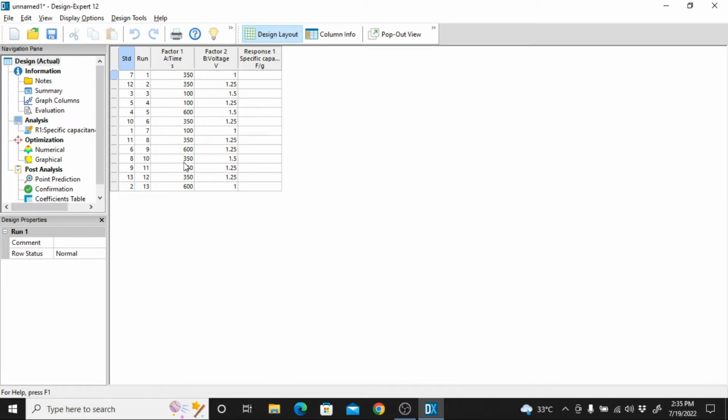2 parameters, you can get 13 experiments. 3 parameters might be 20 experiments. So it depends on your parameters. And as you can see here, 350 and 1.25 is a repeated value.